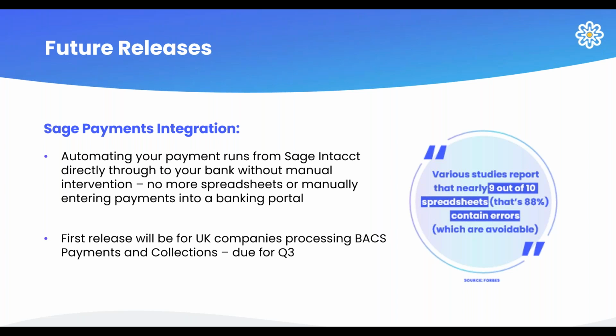So it's just removing any manual touch points from your daily finance processes, and this is our next step in doing so. I can share more information with the Acuity team to pass on once we have more, but we're aiming for a Q3 release initially for UK companies with BACS payments and collections. Happy to answer any questions on this as well. It is still early days, but this is the next step and our aim with our Sage integration.